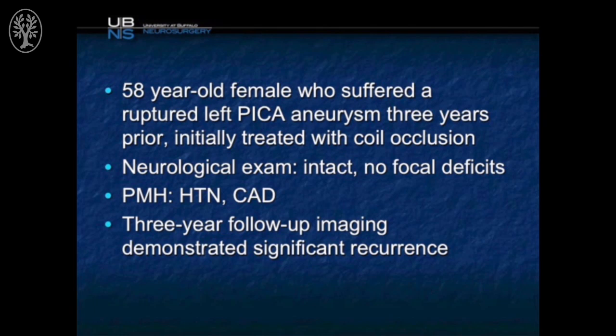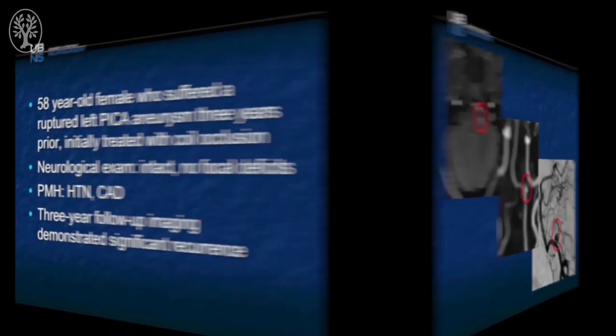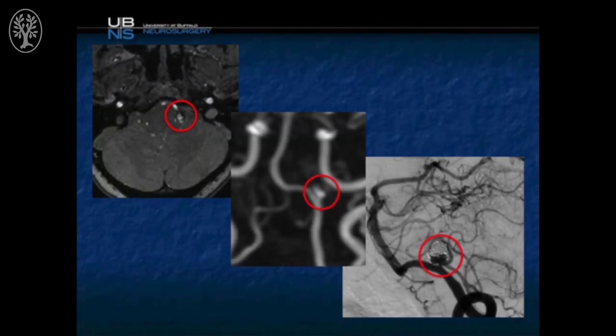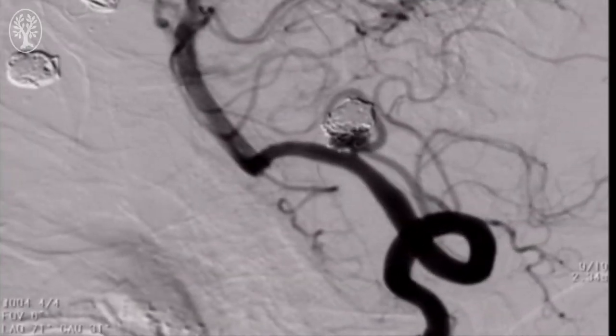This is a 58-year-old female who suffered a ruptured PICA aneurysm 3 years prior, and she was treated with coil occlusion. She was doing very well, and on follow-up, she was found to have a significant recurrence. As you can see from both non-invasive imaging and angiography, she has significant recurrence of the aneurysm at the neck.